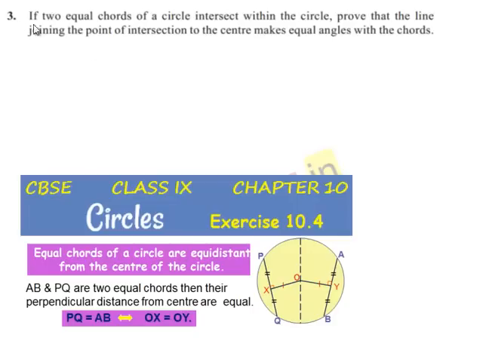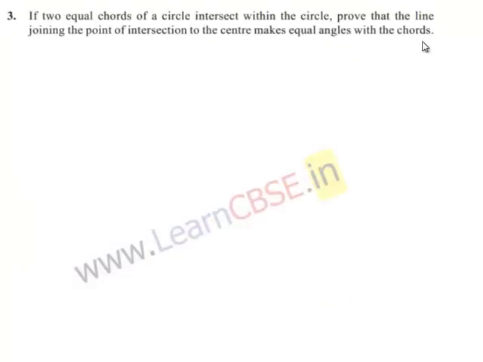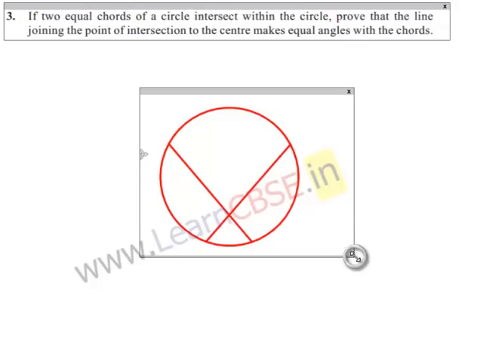Moving on to question number 3. If two equal chords of a circle intersect within the circle, prove that the line joining the point of intersection to the center makes equal angles with the chords. Now moving on to the solution. Let us consider a circle with two equal chords in it.